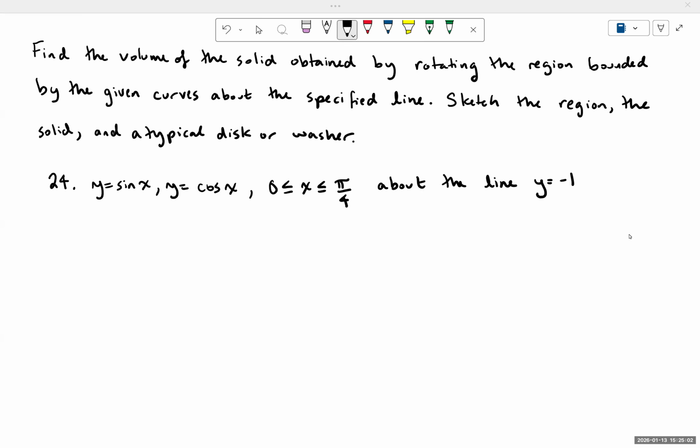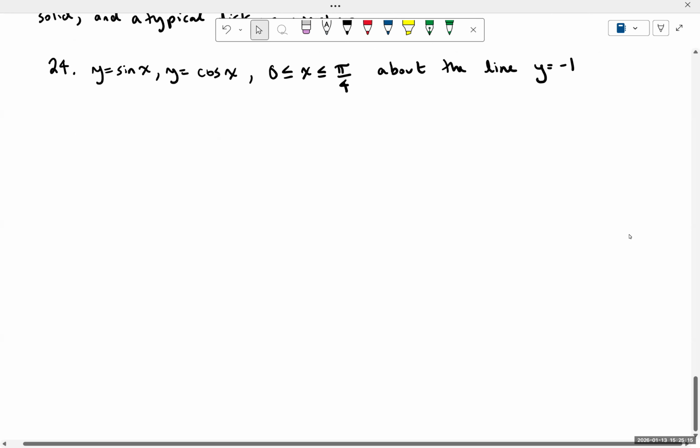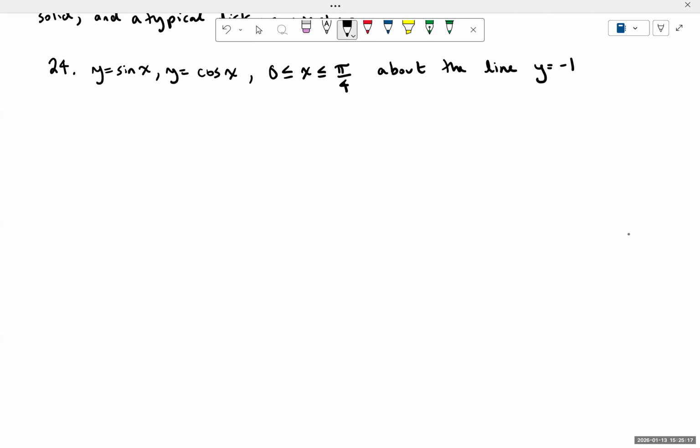This problem also has an axis of rotation that isn't one of the coordinate axes. It also has some trig functions. So maybe this will be a little bit more of a challenging integral. Not too bad, because we haven't really learned a lot of challenging integrals yet, but a little bit different than the others. So again, it's the same deal.